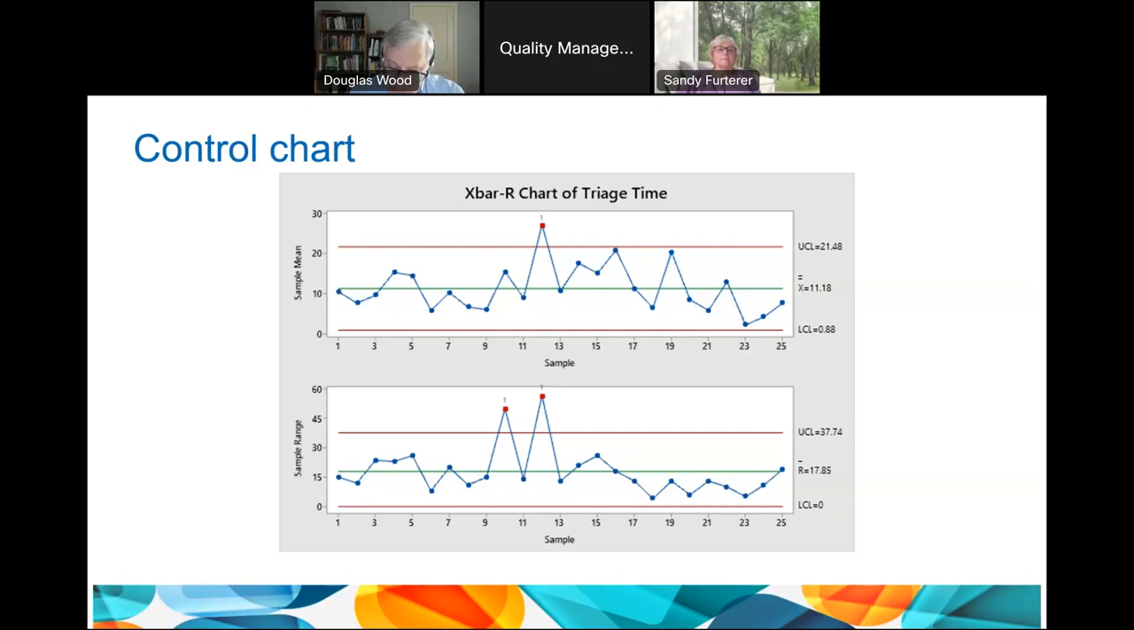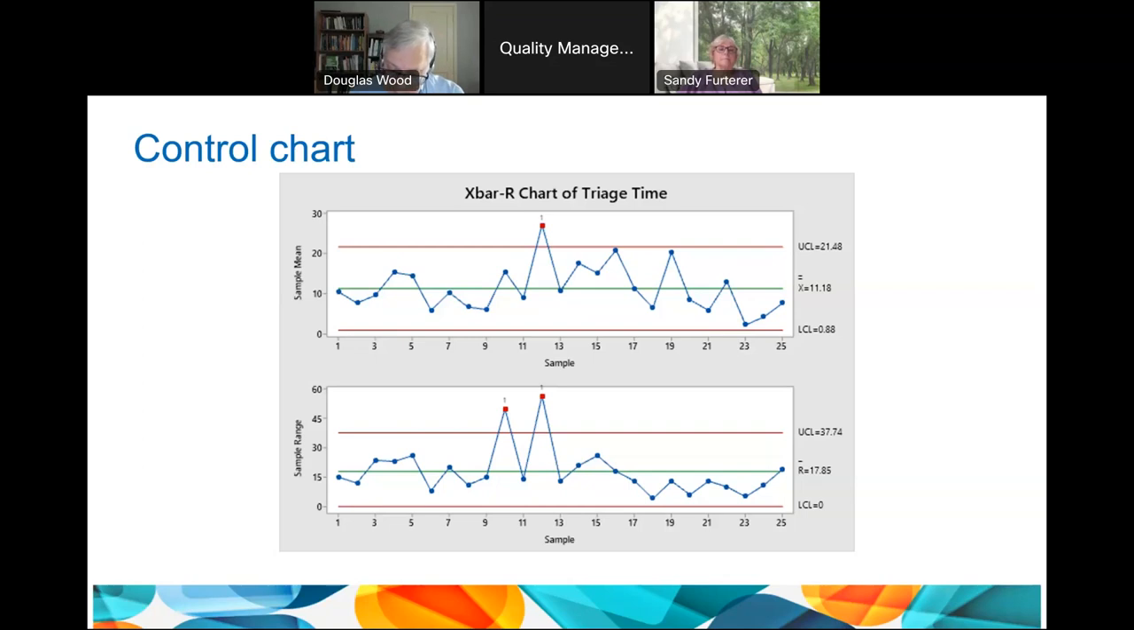Now, in the case study here, the data point on day 12 is outside the upper control limit, okay? The averages is the upper chart, and you can see the day 12, it's marked in red, went above the top control limit. So something happened on that day. We would use our other tools to determine what happened on that day.